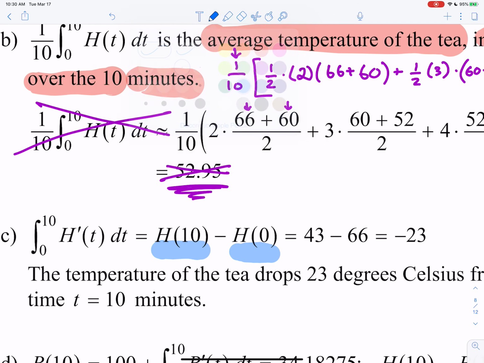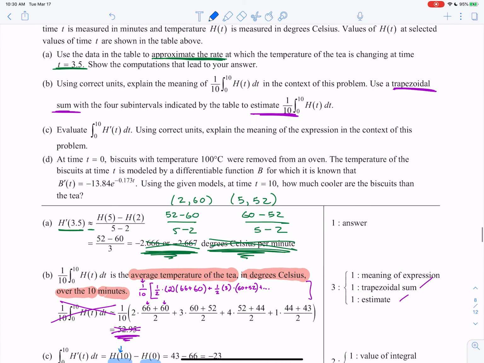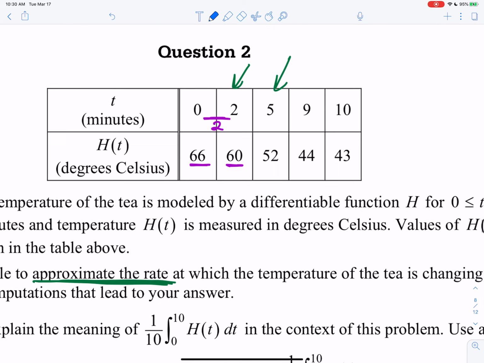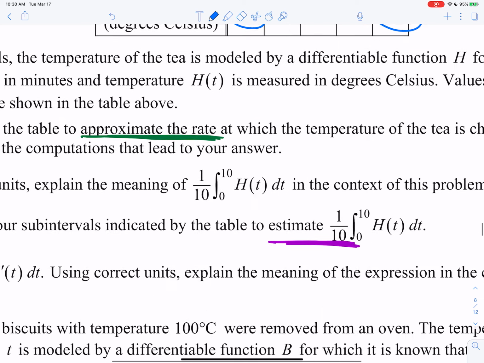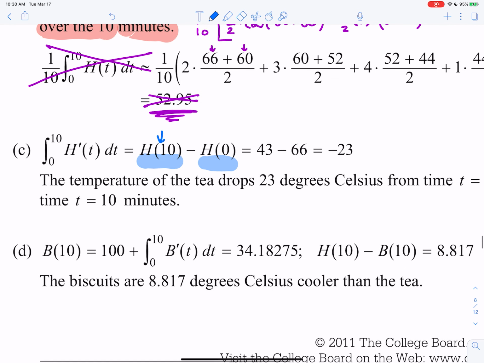So what we're going to do here is we need to know what h of 10 is. If you look at the table, h of 10 is already given. H of 10 is 43, and h of 0 is actually 66. So 43 minus 66 gives us negative 23.